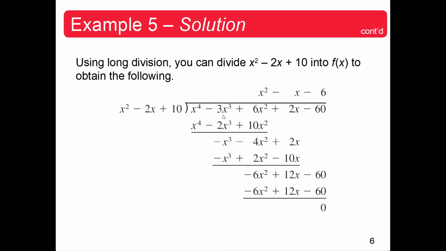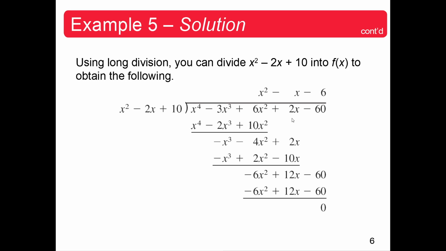Then we have negative 3x cubed minus a negative 2x cubed. So minus a negative, we're adding 2x cubed. That leaves us with a negative x cubed at the end. 6x squared minus 10x squared leaves us with negative 4x squared. These two just come from the subtraction. This 2x is being brought down from the next part.